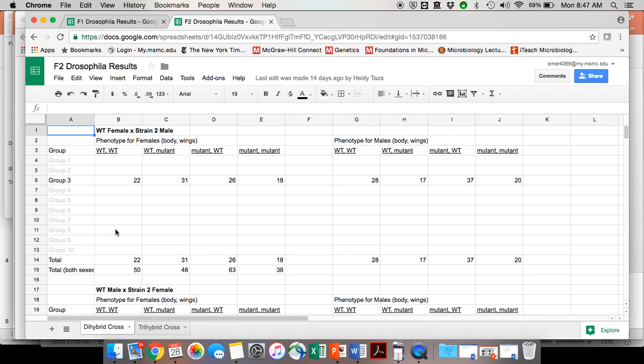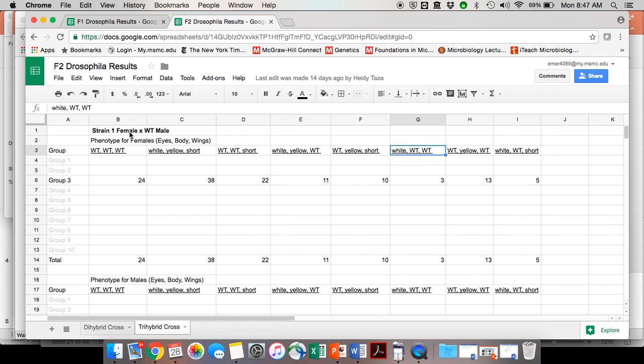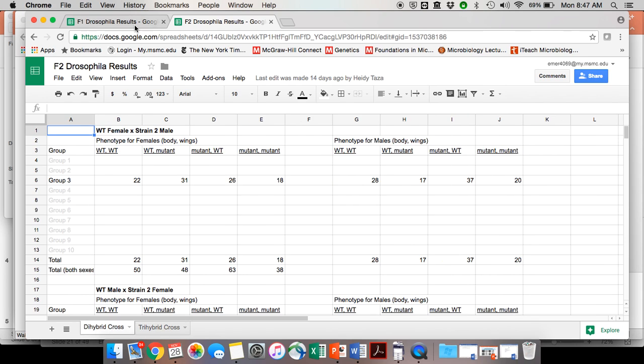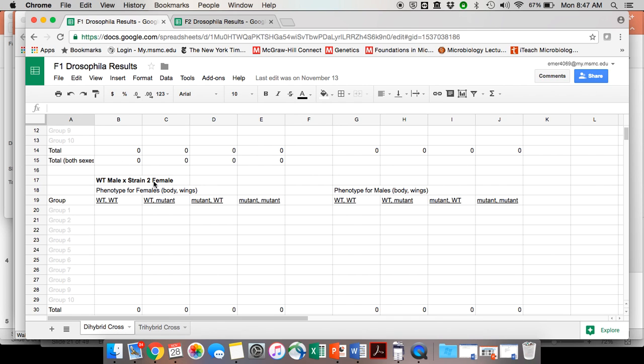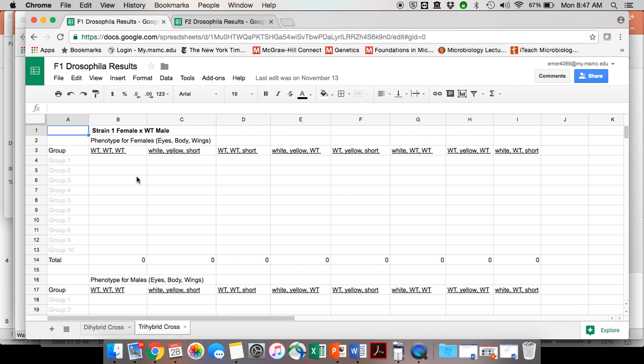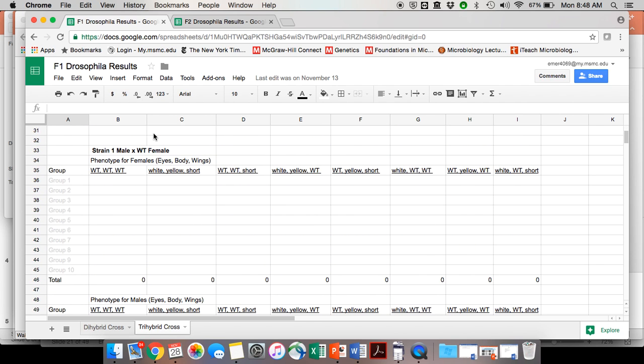Same thing for your F2 results. Dihybrid cross, wild type crossed with strain 2. Trihybrid cross, wild type crossed with strain 1. If you look at each of these sheets, they're broken up by reciprocal cross. The top one here is wild type female crossed with strain 2 male. The bottom is wild type male crossed with strain 2 female. With the trihybrid cross, you have strain 1 female crossed with wild type male and strain 1 male crossed with wild type female. So that's for the F1.